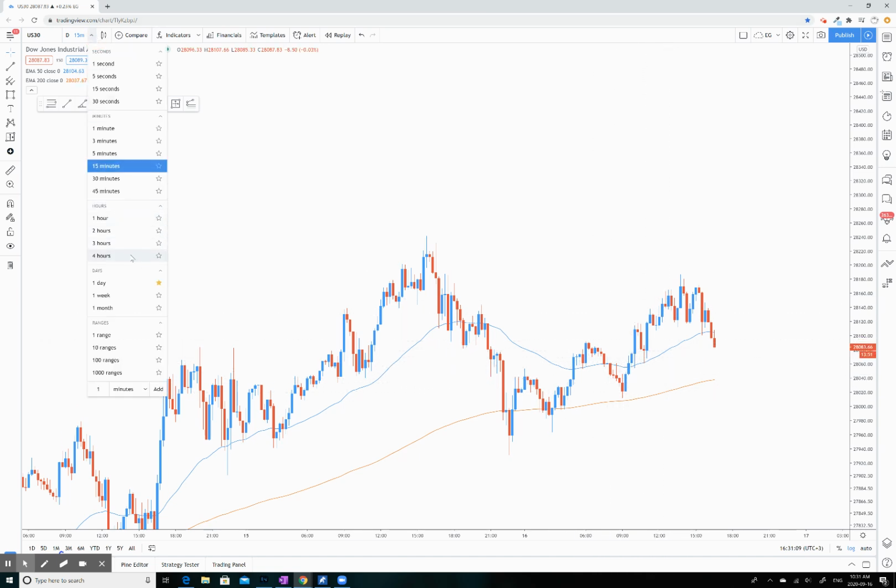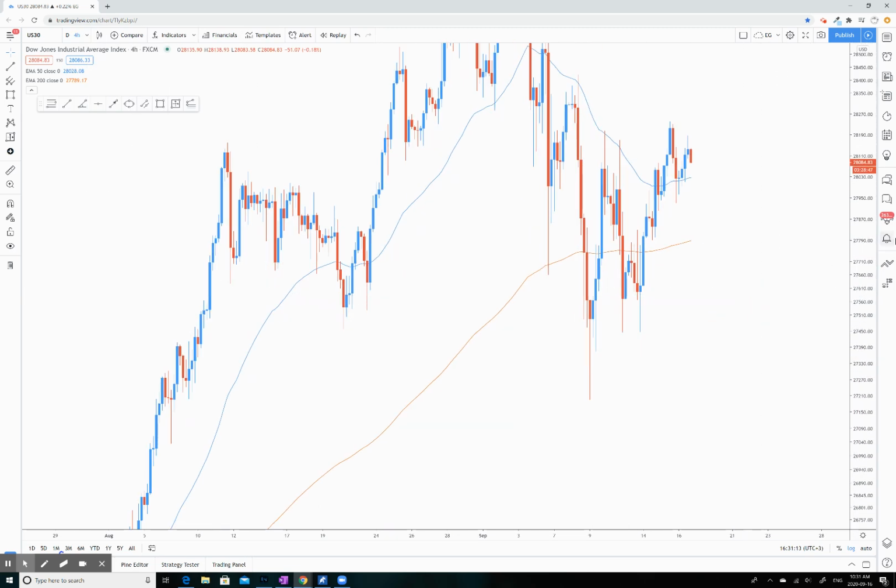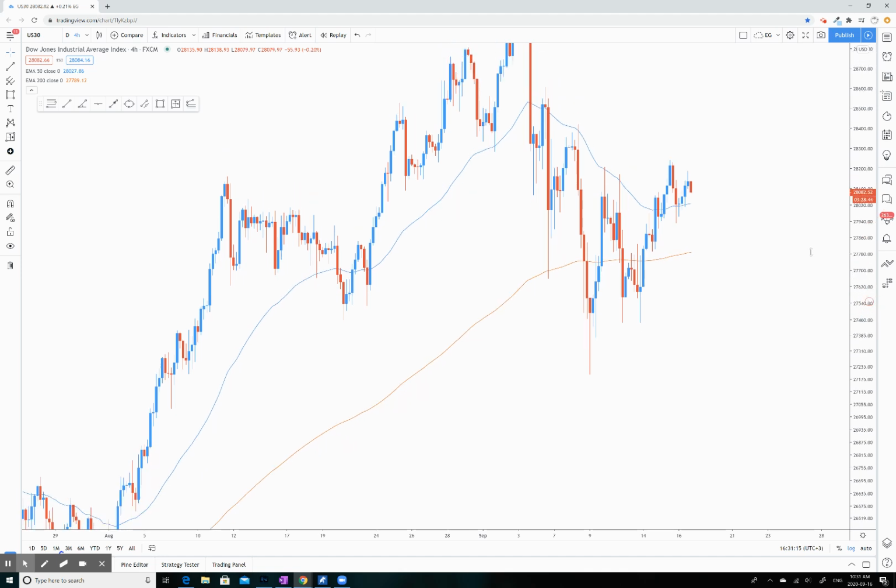Actually, let's go back to the 4-hour chart. Okay, I'm back on the 4-hour chart now. I'm going to straighten this up so we can see. So even though we did have a break of the 50 EMA and we do appear to still be in that bullish trend, something to keep an eye on is always look at divergence.